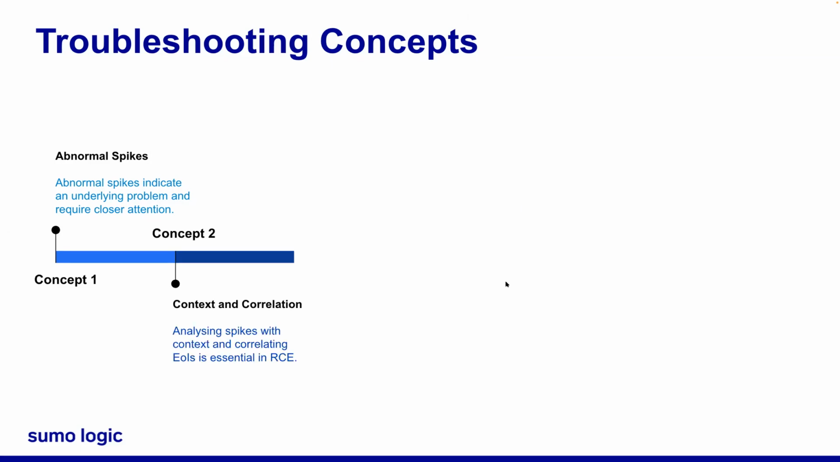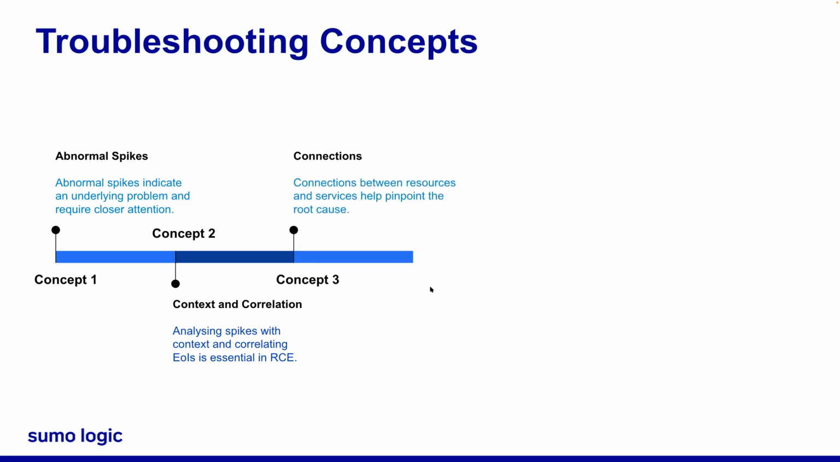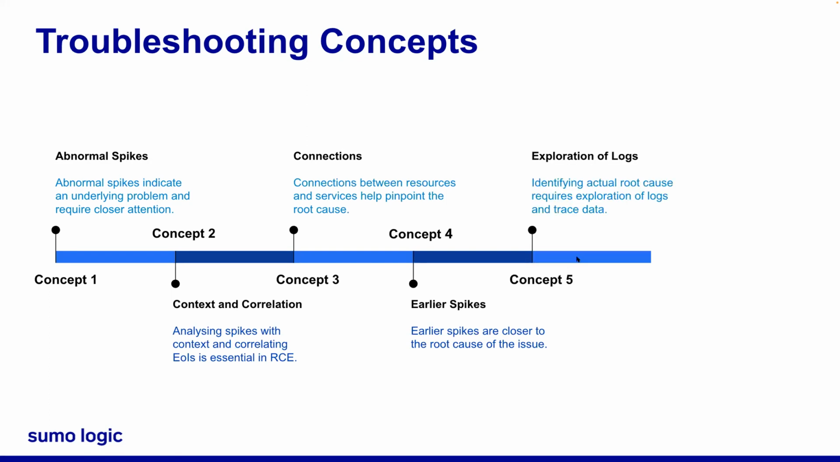Context and correlation. So starting to look at those spikes in relation to something else. When did it happen? What else occurred during that period? That's going to be helpful. Connection. So starting to look at various resources. It happened in one resource. Did it happen in another? Are those two related? Does it help lead to the cause? Earlier spikes. As things start to occur, typically they're going to occur prior to the root cause of the issue. So usually something's going to happen and then you're going to have spikes. And so those are ones that are probably going to be more relevant.